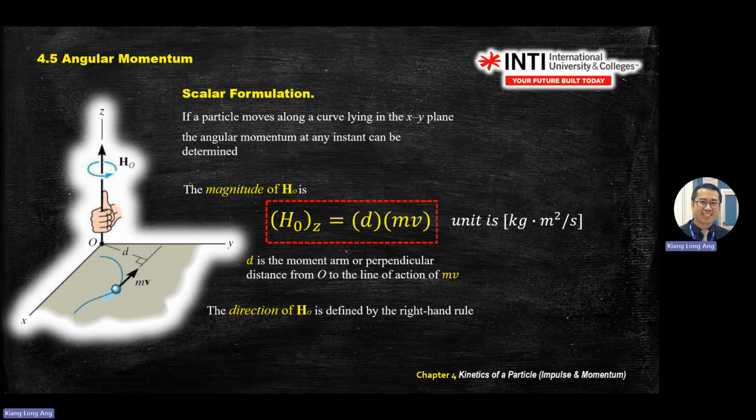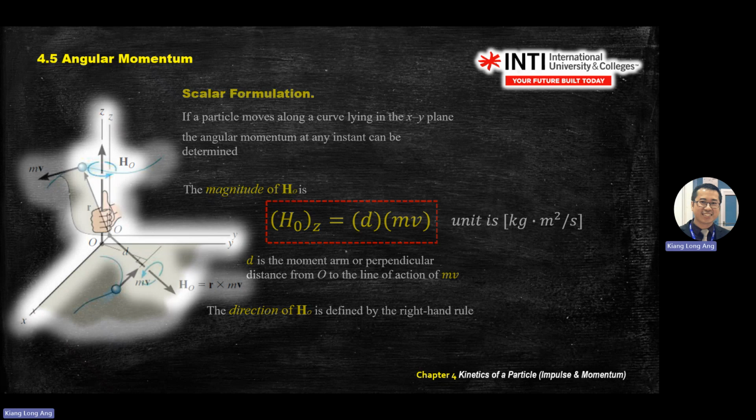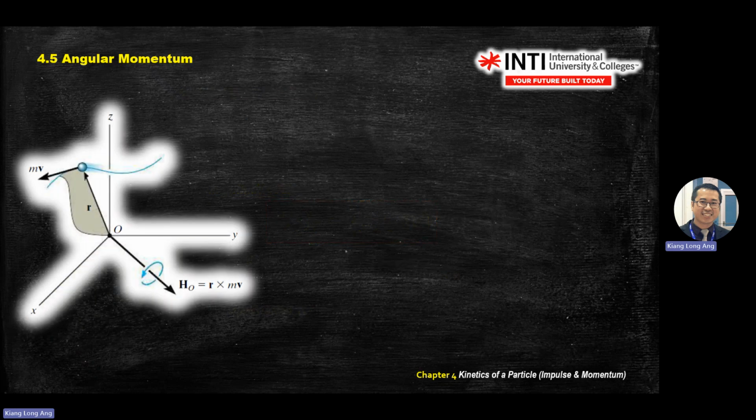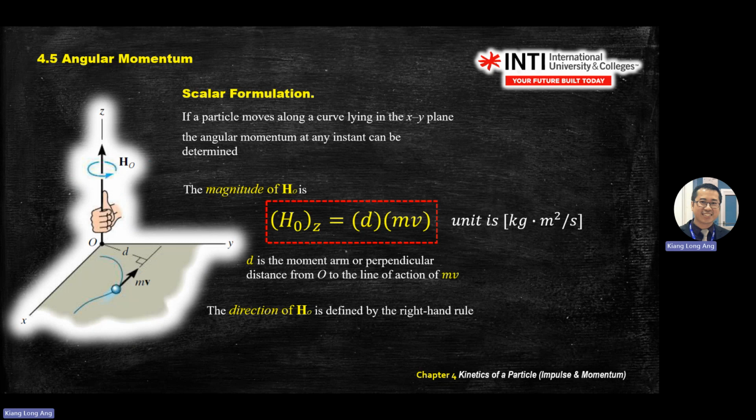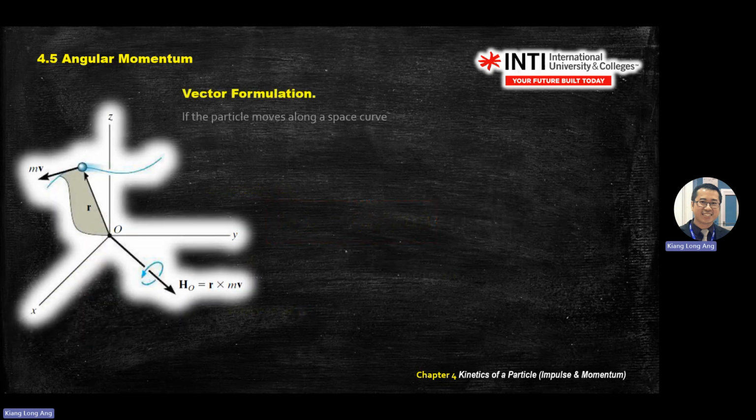The unit is kilogram meter square per second. D is meter, m is kilogram, and velocity is meter over second. So you have meter square, kilogram, and per second because of the velocity. So the unit is kilogram meter square over second. Okay. So this is the first introduction of moment of momentum, or angular momentum.